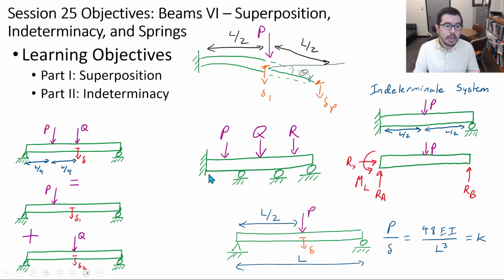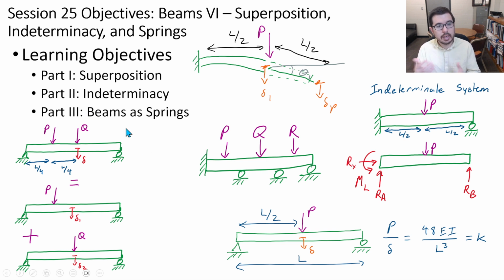Okay, so even for example over here you have a reaction moment and you actually have a couple axial loads, one horizontally and one vertically. Anyway, and then in the final portion, we'll get into thinking about beams as springs, which again is a concept that should be familiar because we've done this with axial systems many sessions ago.